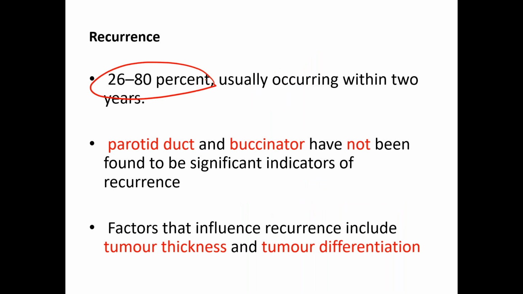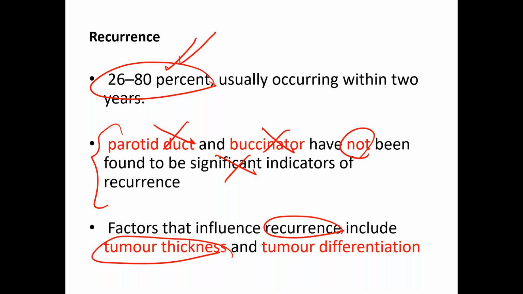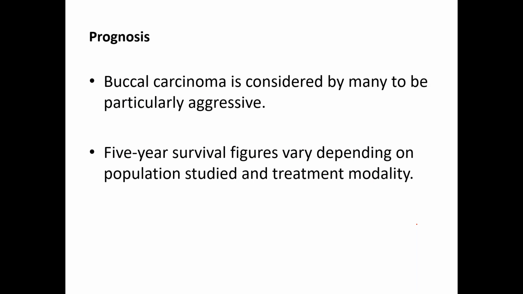Recurrence rate: how is the recurrence rate for buccal cancers? It is 26 to 80%. Of course, the carotid duct and buccinator are not significant for recurrence. Recurrence rate is up to 80%. Recurrence is based on tumor thickness and tumor differentiation.